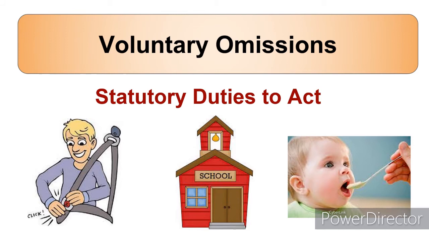So of course, statutory law means it's laid down in a statute. It's laid down in an Act of Parliament. So an Act of Parliament will say you have to do something in these situations. Just to give you some examples here, the Road Traffic Act lays down you must wear a seatbelt, so you have to put a seatbelt on. The Education Act lays down you must attend school if you're under the age of 17.